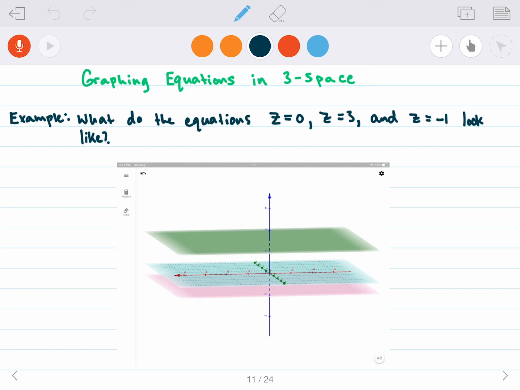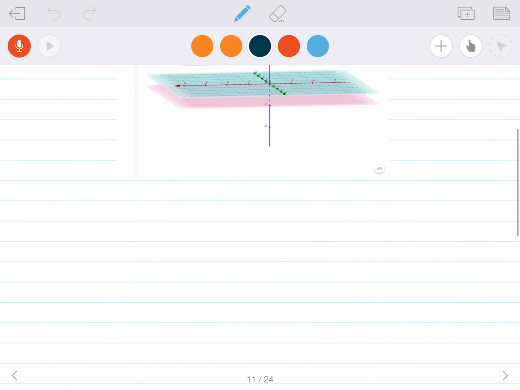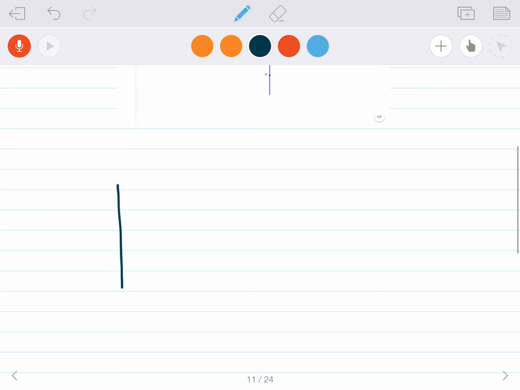All right, so I've been throwing out this word plane, but now I actually want to talk about what a plane is. Let's just look at an example. Which of the equations z equals 0, z equals 3, and z equals negative 1 look like? Basically, let's compare this to the two-dimensional idea. Let me just bring this back here, and then we can move on to the three-dimensional case.